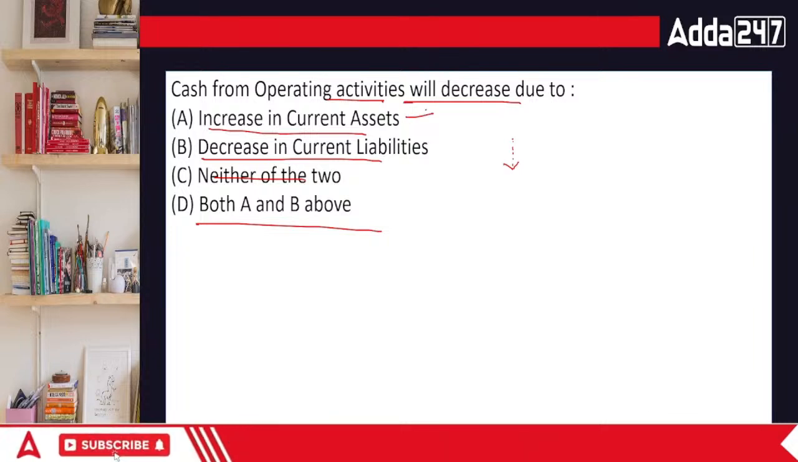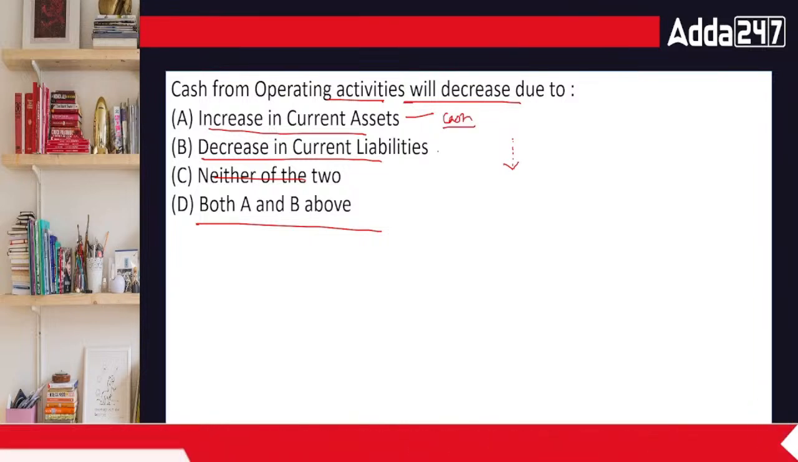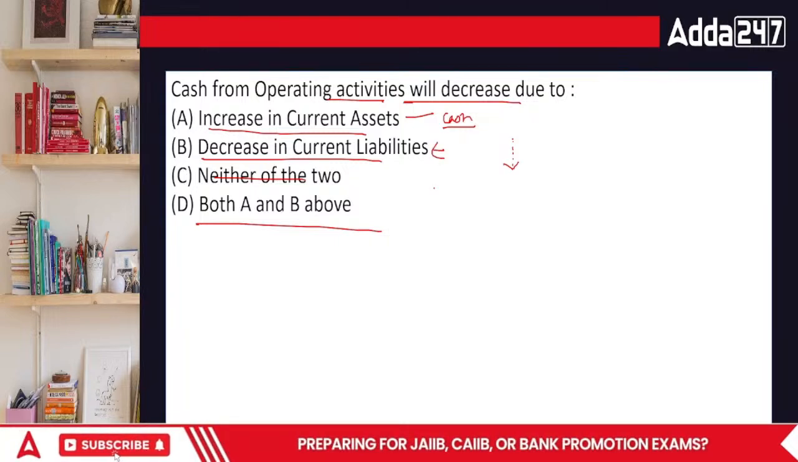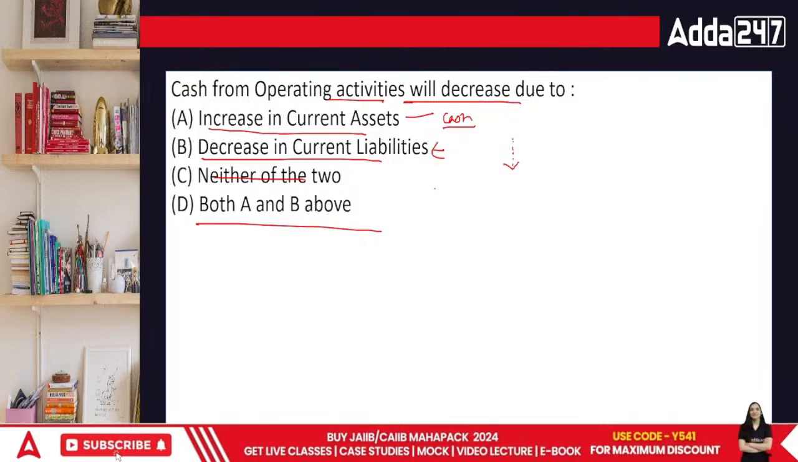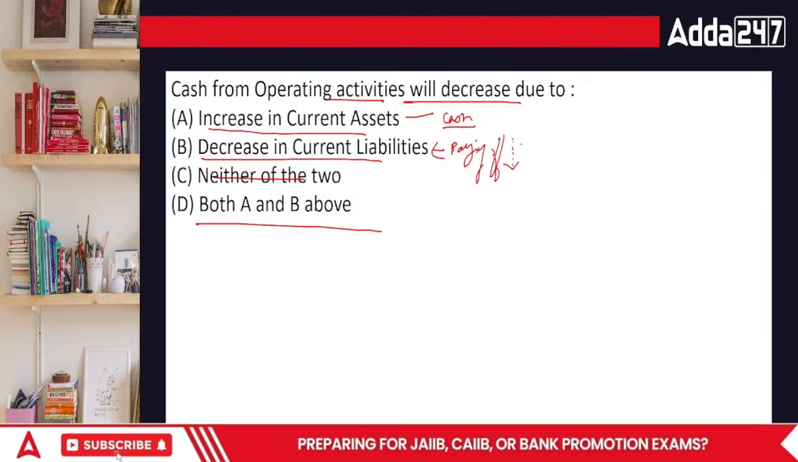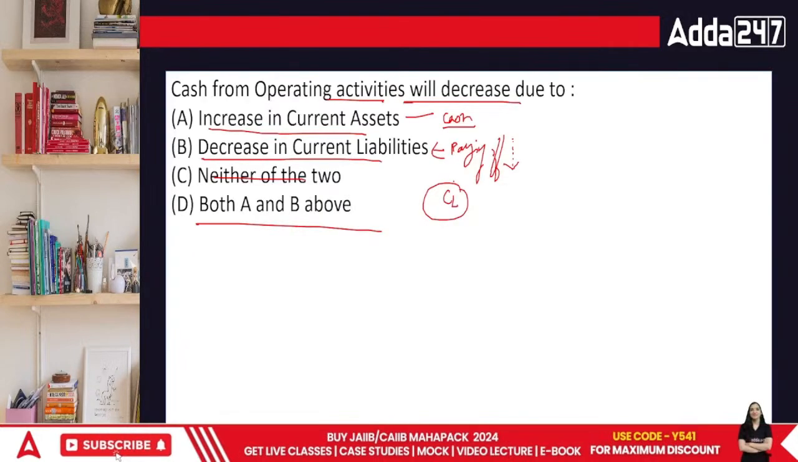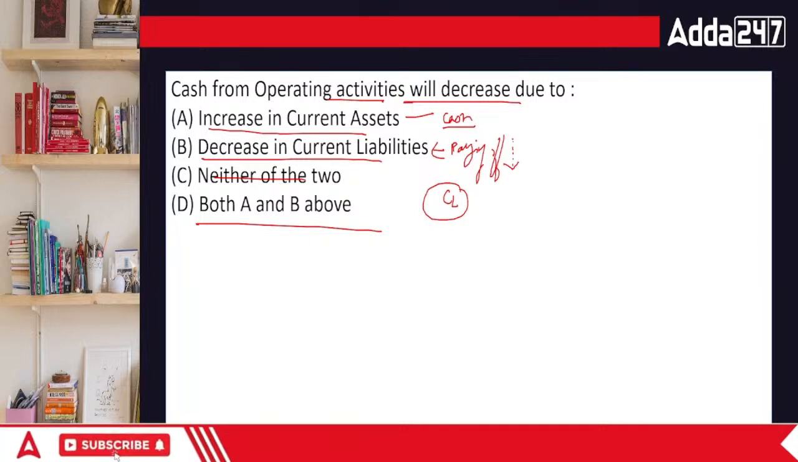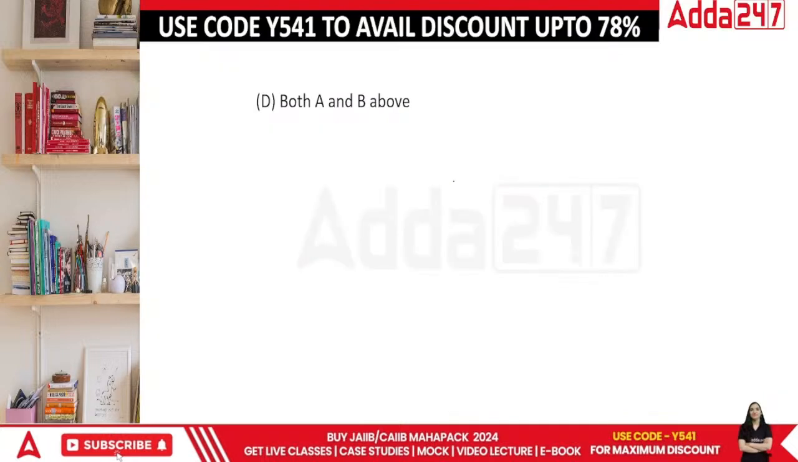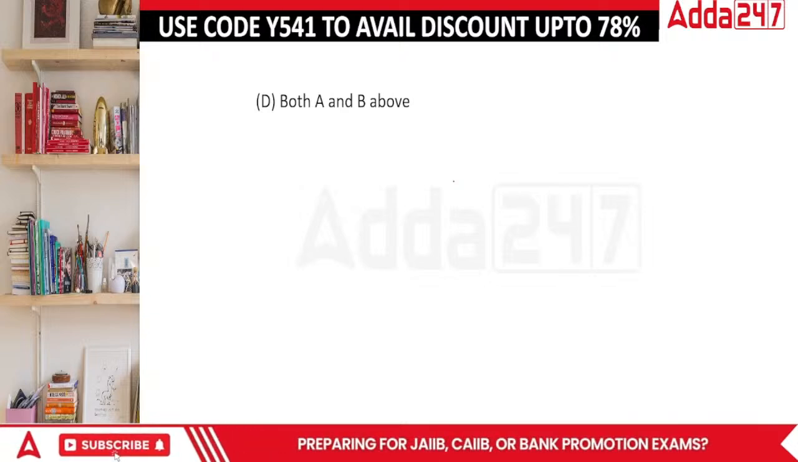Increase in current assets. Acha, everyone, if I buy a current asset, what will happen? I'm obviously losing cash. Decrease in current liabilities. In this case, what will happen? The point would be that we are paying off a current liability. So in this case, the answer is going to be both A and B. They're really interesting questions, but you just have to look forward to it.